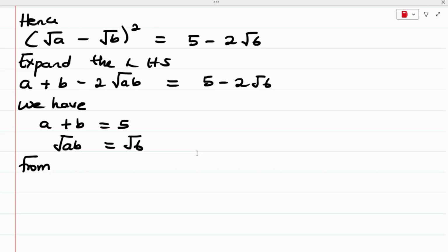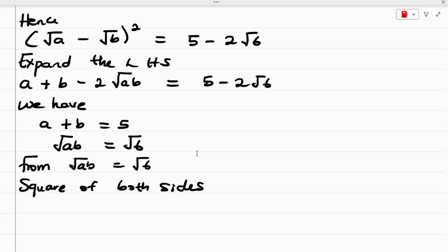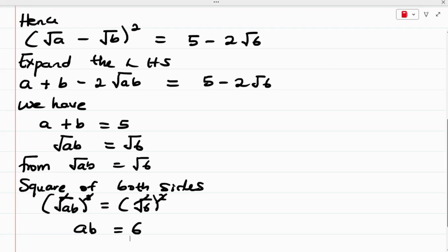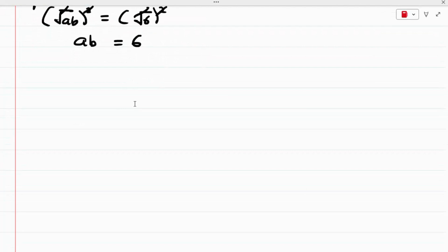So let's simply find the value of a and b from this. From the root of ab equals the root of 6, we can easily take the square of both sides. So taking the square of both sides, this is going to become square root of ab all squared is equal to the square root of 6 all squared. So this cancels out this, and we have that ab is equal to 6. And from here, let's simply divide both sides by b. This is going to cancel out this, and we have that a is equal to 6 over b.